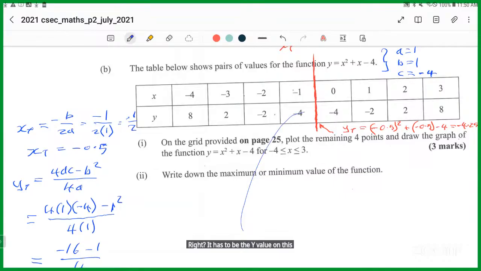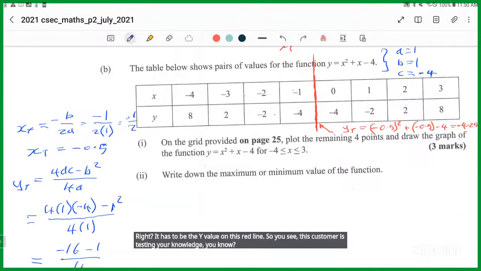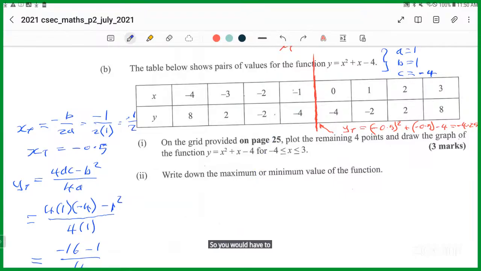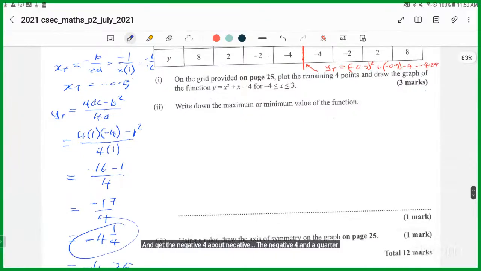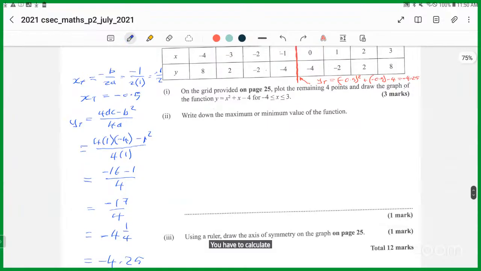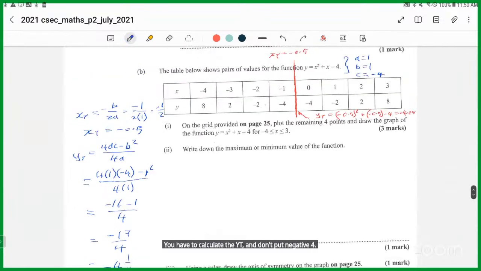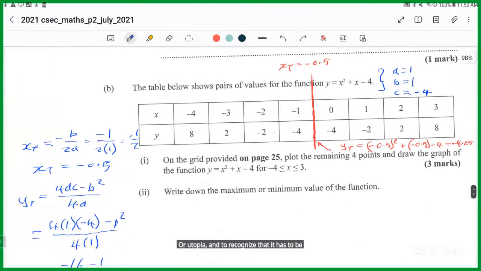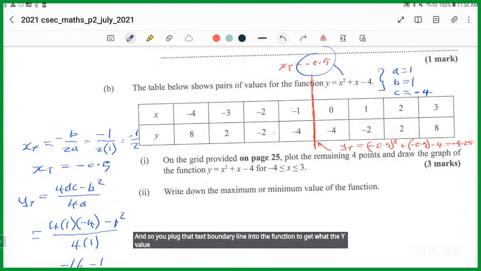So you see, this question is testing your knowledge. You have to either work out yt and get the -4 and a quarter, or the negative 4.25, you have to calculate the yt and don't put negative 4. Or do it up here and recognize that it has to be on this red line. And the x value on the red line is this. And so you plug that x value on the red line into the function to get what the y value is on that red line.